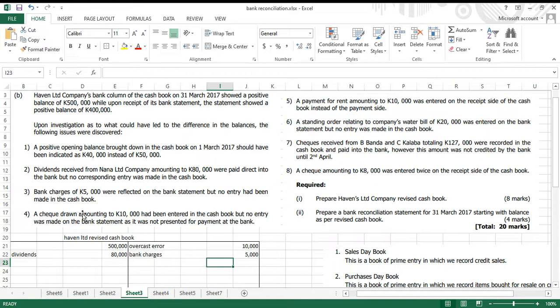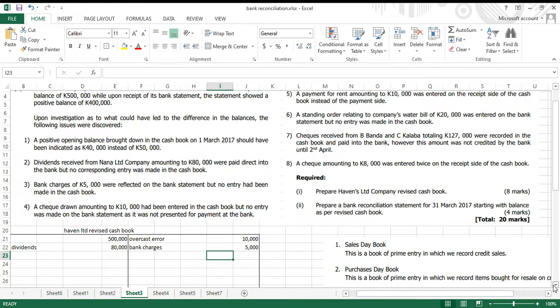All right. A check drawn amounting to 10,000 had been entered in the cash book, but no entry was made on the bank statement as it was not presented for payment at the bank. Right, so here what we're talking about are unpresented checks or outstanding checks. An outstanding check or an unpresented check is a check issued by the business to make a payment, but it is not recorded in our bank statement or recognized. So we made a payment of 10,000, we recorded it on our credit side, on our cash book.